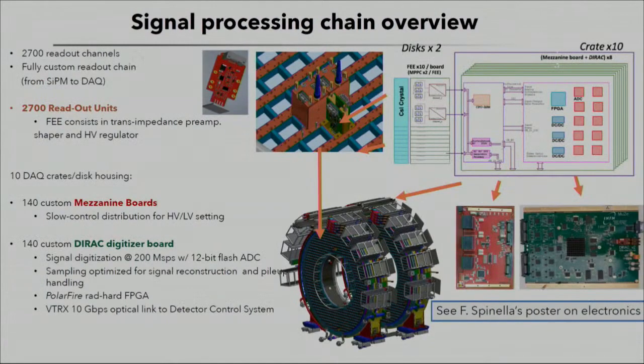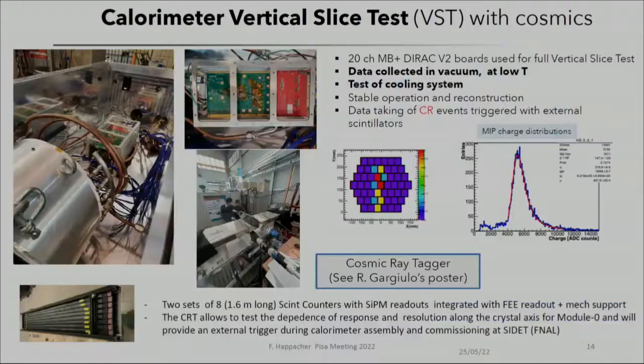As soon as the first board, mezzanine boards and Dirac boards were being produced, we decided to have a calorimeter vertical slice test with Cosmix in Frascati. So we use our vacuum vessel that we built on purpose to test the full functionality of the module zero, including the ability to cool down in temperature the CPMs. Here we have a real crate that is housing the mezzanine board and the digitizer. We also use a custom-made cosmic ray tagger to tag muons.